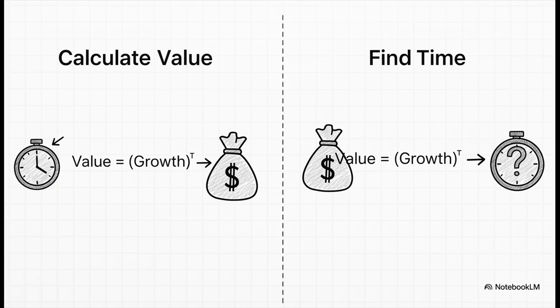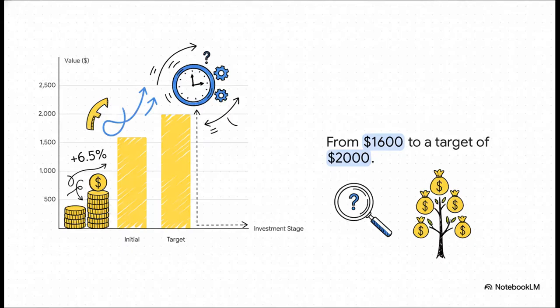But what if you flip it? What if you know the target amount of money you want, and you need to figure out how much time it's going to take to get there? Suddenly, our unknown variable is stuck up in the exponent. Let's make this super concrete.